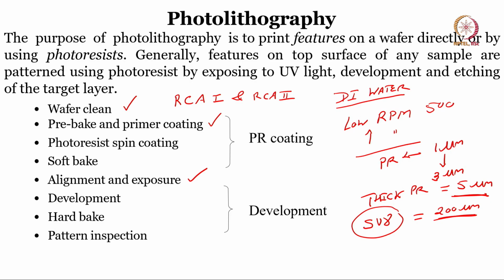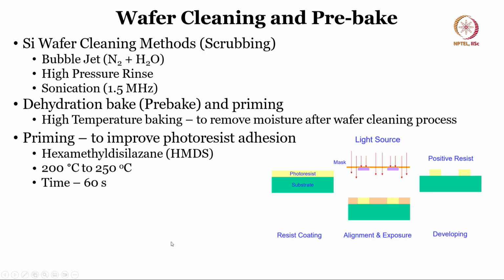Once you do that, you have to perform hard bake. Hard bake is done at 120 degree centigrade for 1 minute on hot plate, again depending on the data sheet. Soft bake is done at 90 degree centigrade for 1 minute, and hard bake is done at 120 degree centigrade for 1 minute. This is all assuming that we are using hot plate. Finally, you can inspect the pattern, alright. So, these are the steps for lithography. Let us go to the next slide.